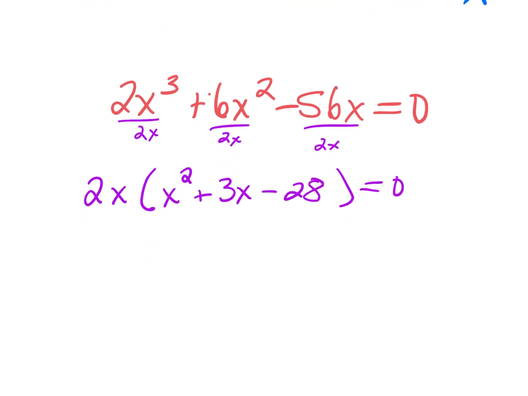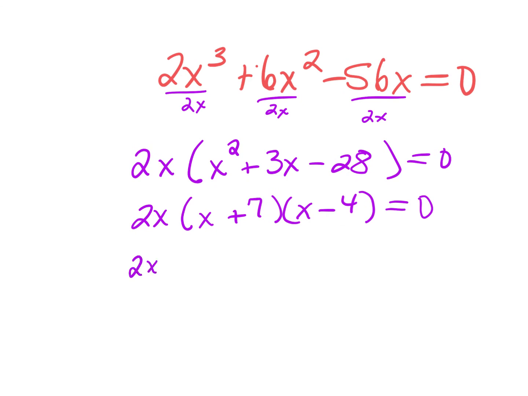Okay, so I have 2x still out in front here. Are there factors of negative 28 that multiply to give me negative 28 but add to give me 3? Yes. What are they? 4 and 7. What kind of 7? What kind of 4? Positive 7 and negative 4. Now, what do I do to find my zeros? I set each piece equal to 0. So I have 2x equals 0, x plus 7 equals 0, and x minus 4 equals 0.